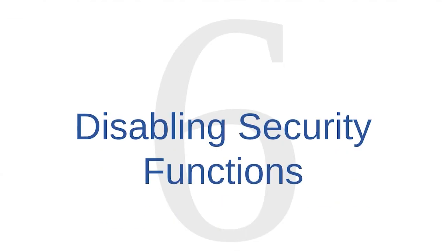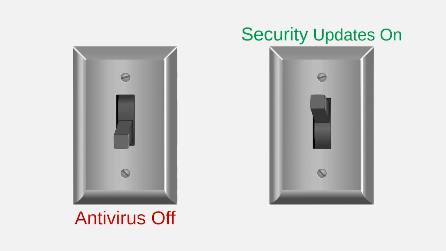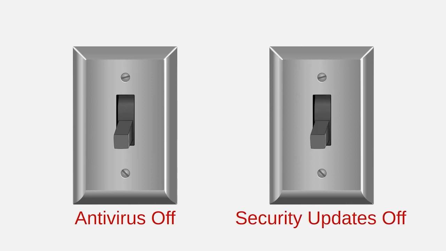Malware function number 6 is disabling security functions. Some malware programs can disable security functions on a computer. For example, it could disable antivirus software, or it could block the system from installing security patches. Malware that disables the security functions on a computer tends to last longer because there aren't any security functions left to stop it. And these programs also tend to leave computers more vulnerable to other malware infections from other sources.